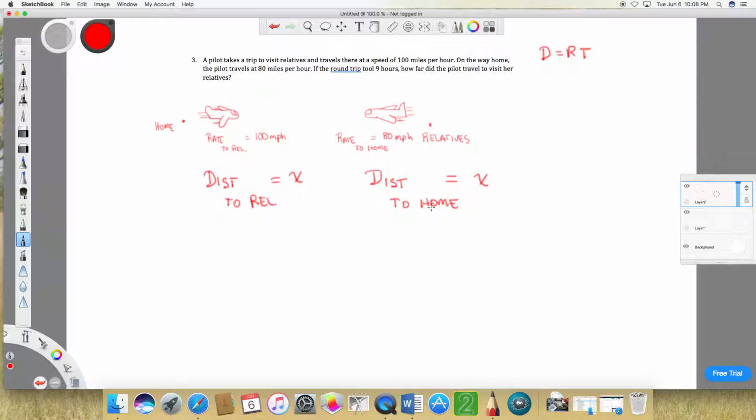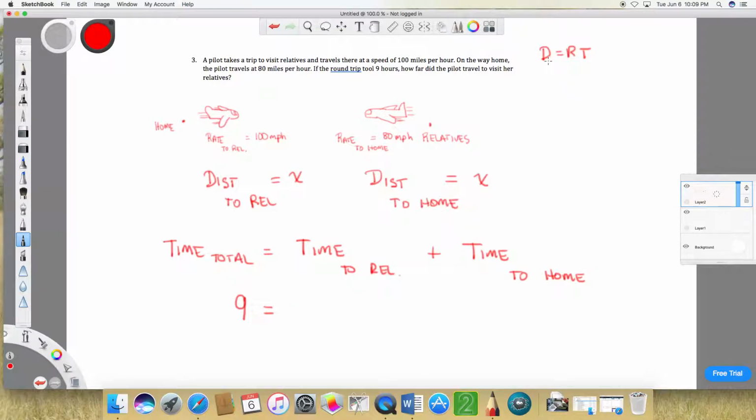Well, in this picture here, notice that I erased the information about the time. They tell me the round trip took a total of 9 hours. If I call this the total time, then the time to go see the relatives plus the time to return home, we were told that that total time is 9 hours.